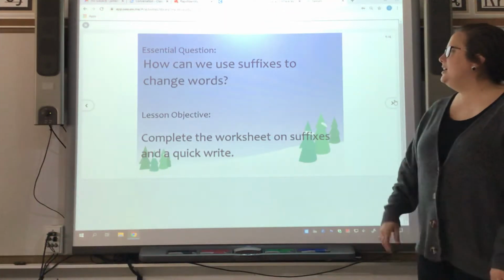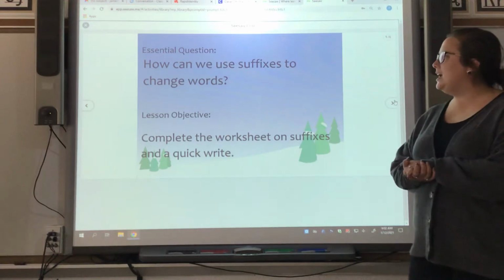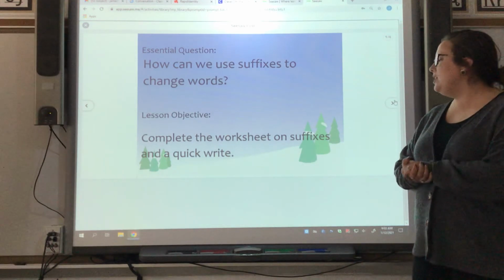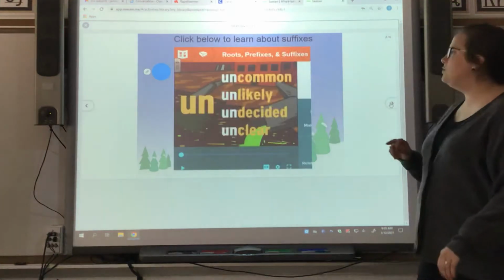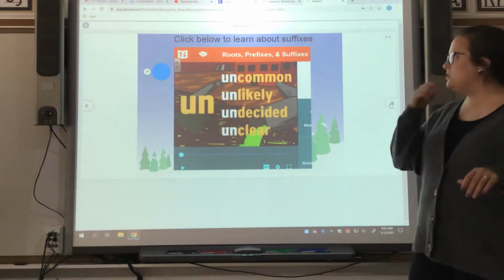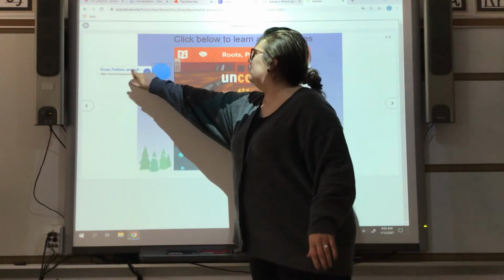Hello, sweet friends. Today our essential question is how can we use suffixes to change words? Complete the worksheet on suffixes and a quick write. If you don't know what they are, that's okay because we're about to learn. All right, guys, listening ears on.